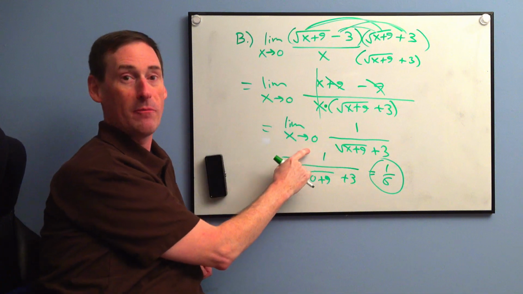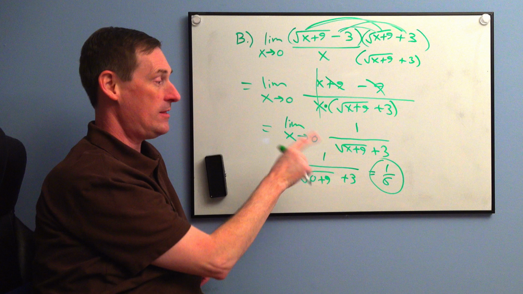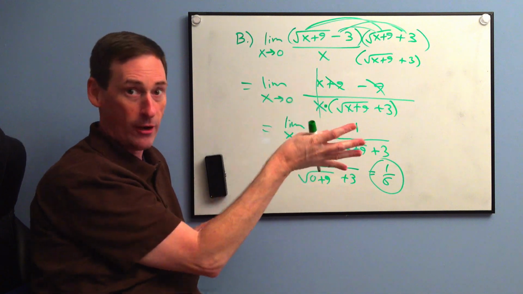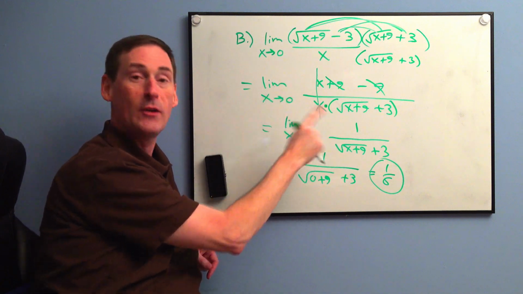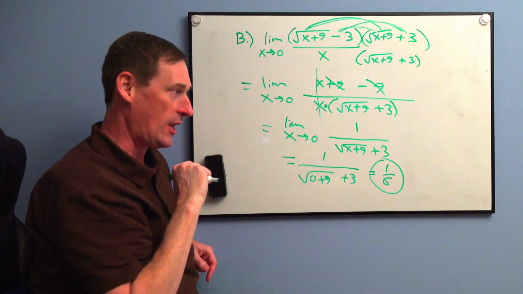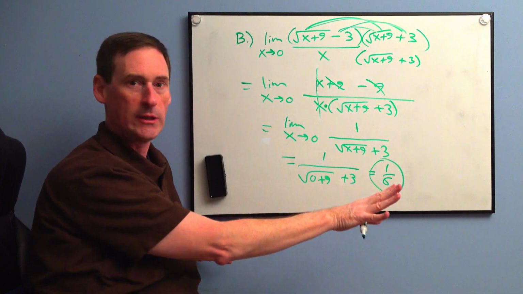Because if you get the limit from both sides to be a number, then the final thought of the graph would be there's a hole at (0, 1/6). Another good thing to know. Today we're just doing limits, so you just leave it at 1/6.